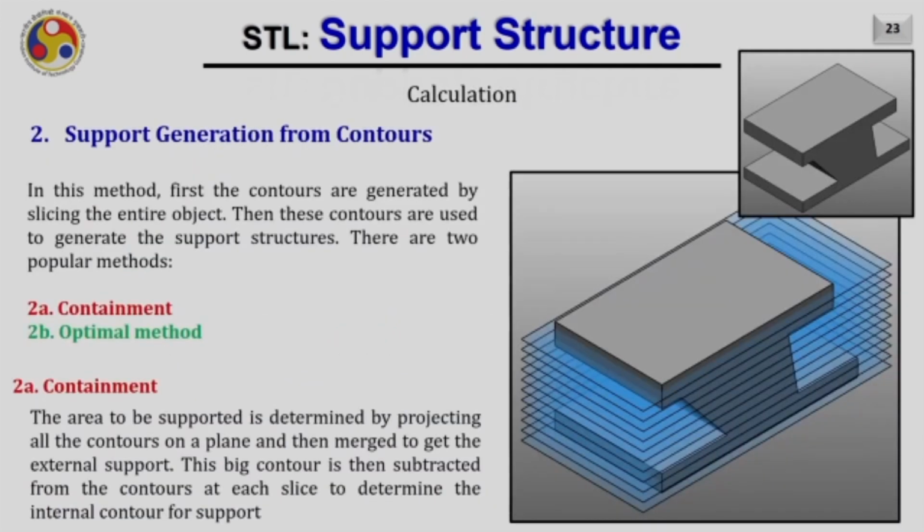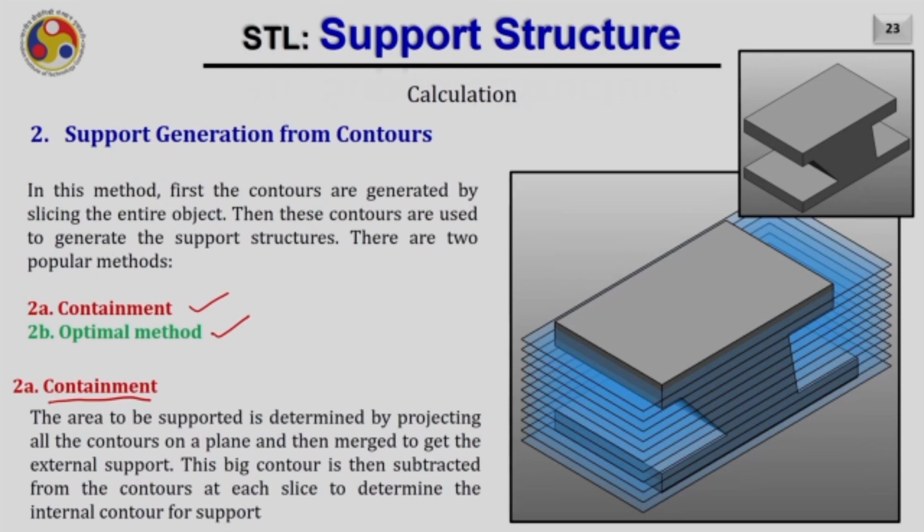Now let us discuss the generation of support by the contours. In this method, first the contours are generated by slicing the entire object. Then these contours are used to generate the support structures. There are 2 popular methods of doing it. One is called the containment method and another is the optimal method. The containment method says the area to be supported is determined by projecting all the contours on the plane and then merging them to get the external support. This big contour is then subtracted from the contours at each slice to determine the internal contours for support.